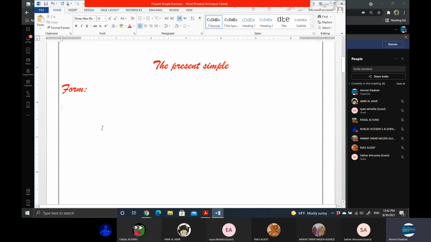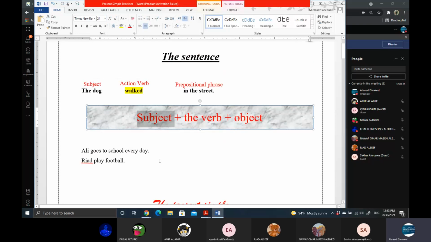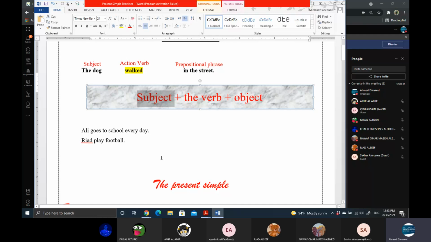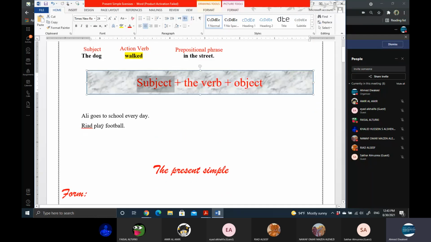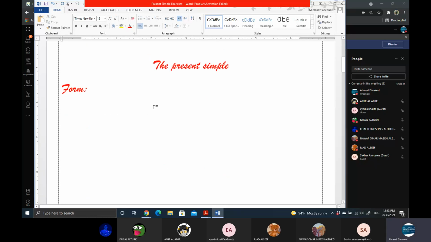Simply, Faisal said a moment ago in this example, Ride plays football. We cannot say ride play because ride is a singular. A singular what? A singular subject. Ride is a singular subject. Consequently, we cannot say he play, yet we say he plays. So in the form here, we're going to divide the form into two categories according to the subject.